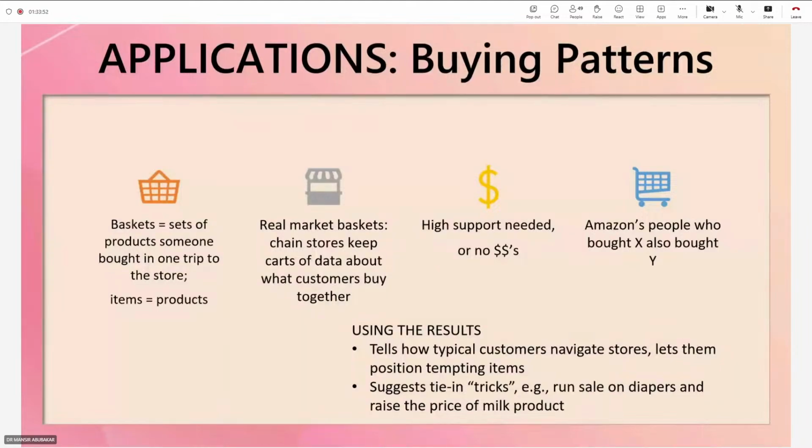And using the result, it will tell us how typical customers navigate stores, how stores position tempting items, and tie-in tricks, e.g. run a sale on one item, raise the price for milk products, for example. All this result can help us know how the customer navigates stores and how they are tempted with particular items in the store. From there, you can also suggest, especially in marketing, how to reach out to customers with promotions and how to control prices.